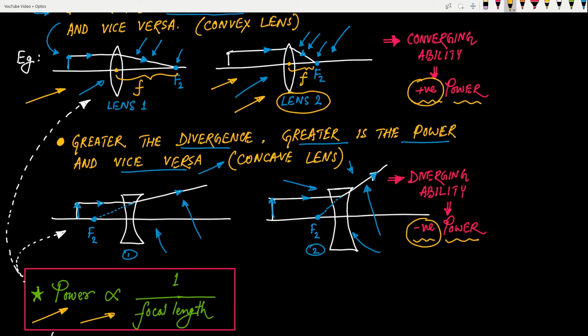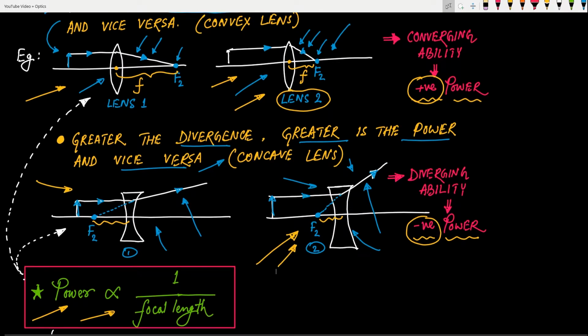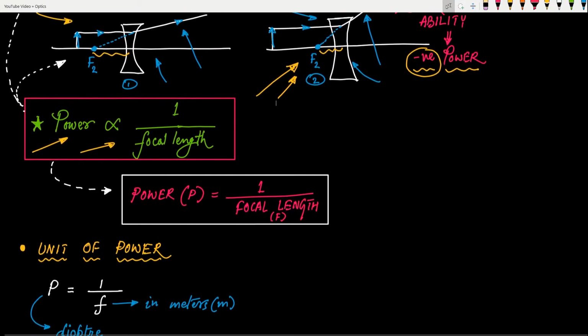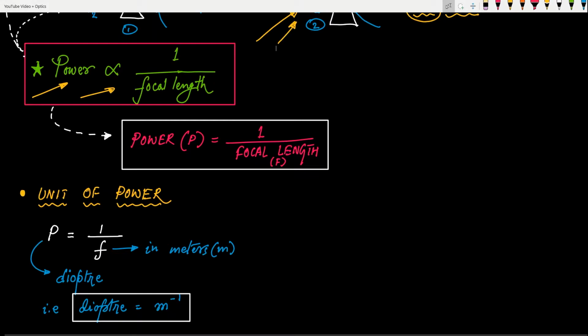If you look into our second concept, that is for divergence, we know that lens number 2 has more diverging power, that is, power is more for this lens, and we see that the focal length is smaller for lens number 2. Why? Because the divergence is more. Nothing to explain here. If you just look into the diagram, things will be automatically clear. Therefore, from the diagram, we can say that power is inversely proportional to focal length, and we derive the formula that power is equal to 1 by focal length. This is clear. This is basic mathematics. We just replace the proportionality sign with an equal to sign.